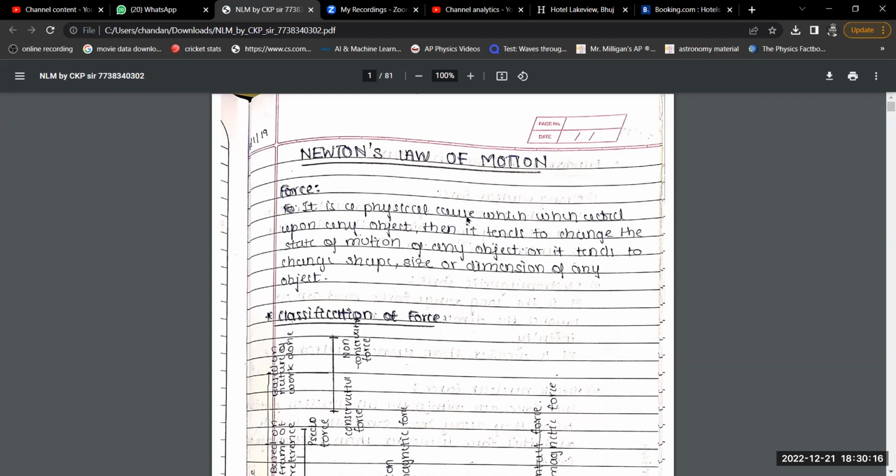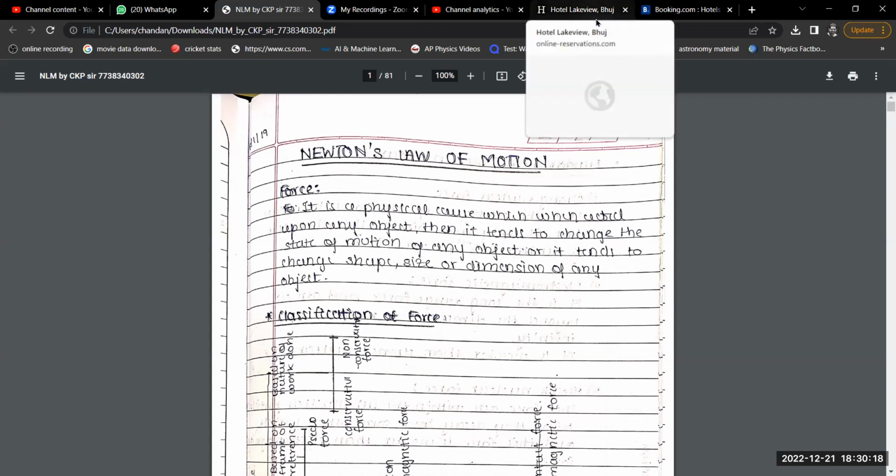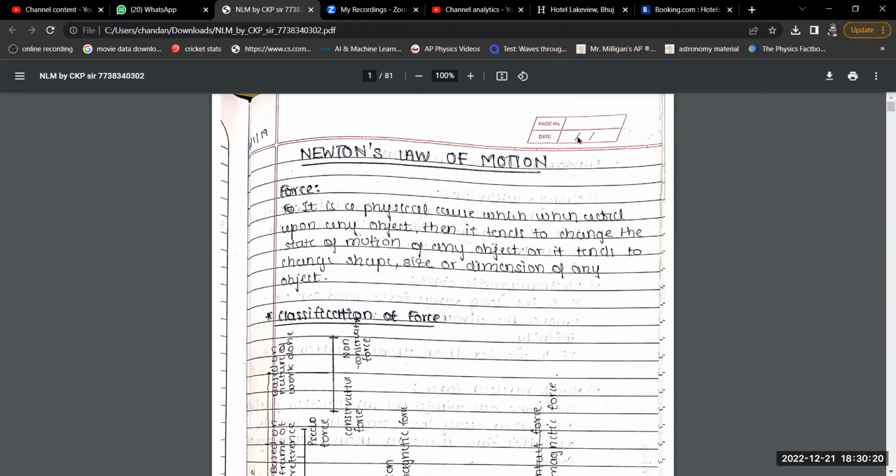It is a physical, external cause. Yeah, it is a physical cause, because cause means you cannot see it. It's a physical cause which, when acted upon any object, tends to change the state of rest or motion of the object, or sometimes it also tends to change the shape, size, and dimension of the body. So force can cause 2 different types of changes. One is the change of state in terms of motion. But there is a third property of force. It can also affect the dimension, or even the shape.